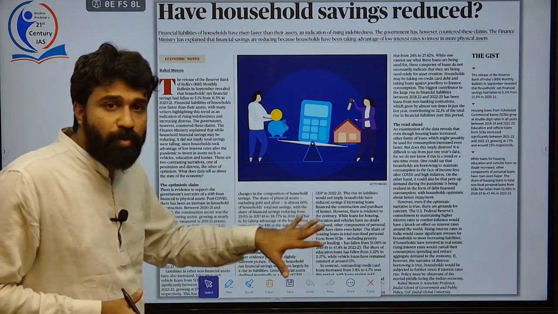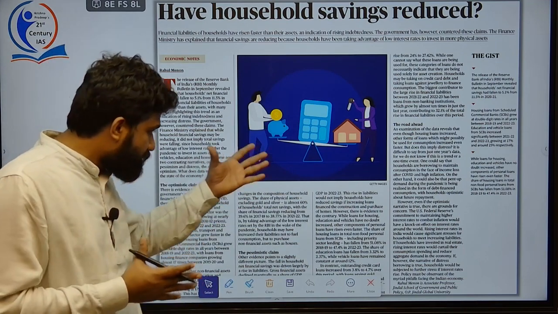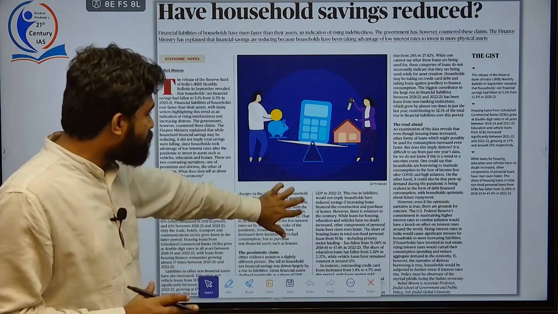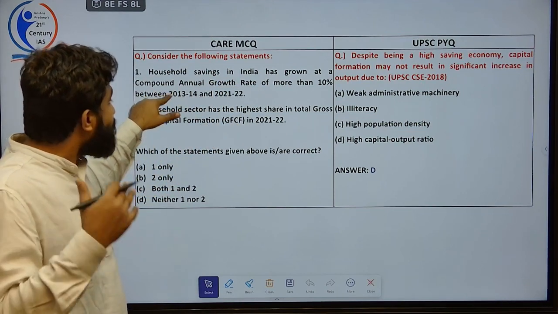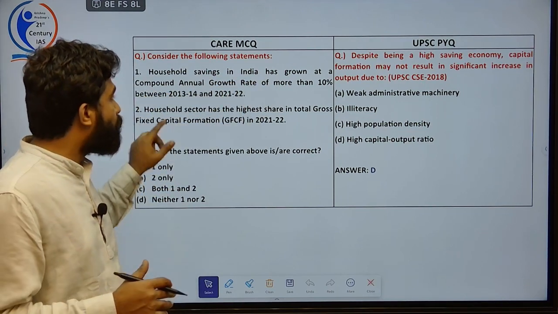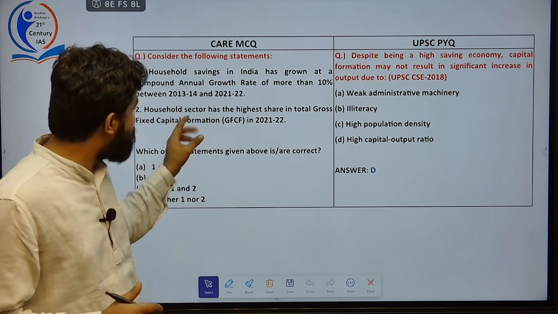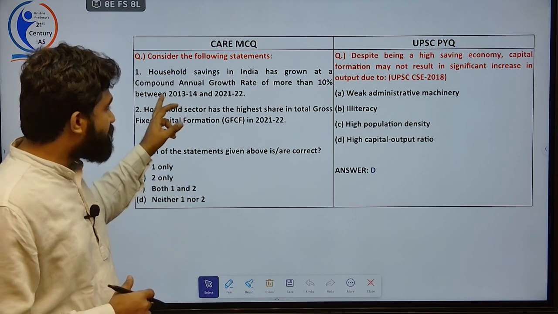Therefore, the sectoral gross capital formation and also the savings were discussed in this article, entirely given in a glimpse through an MCQ. Please go through this MCQ here. Household savings in India has grown at a compound annual rate of more than 9.2%. It is around 9.2%, not more than 10% between 2013-14 and 2021, and therefore, the first statement is incorrect.